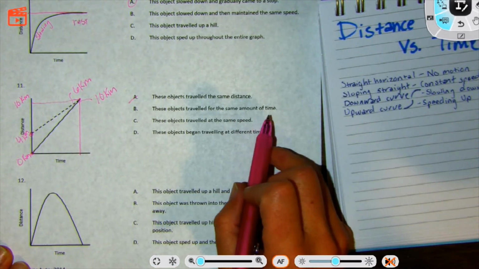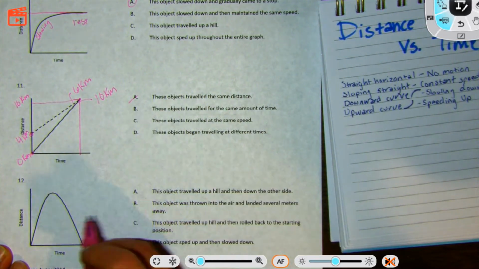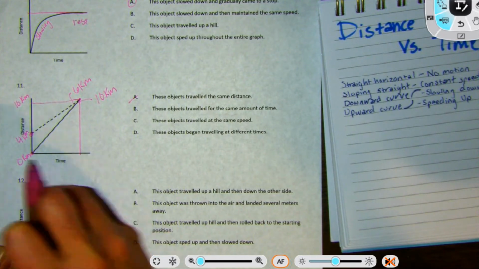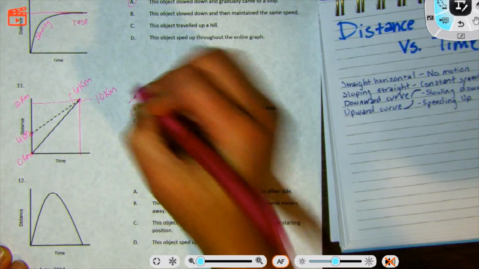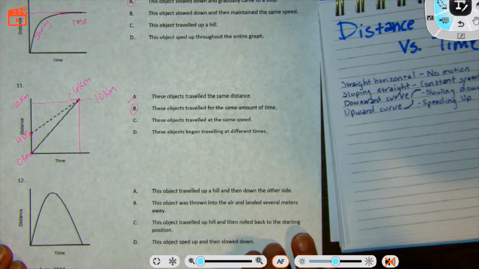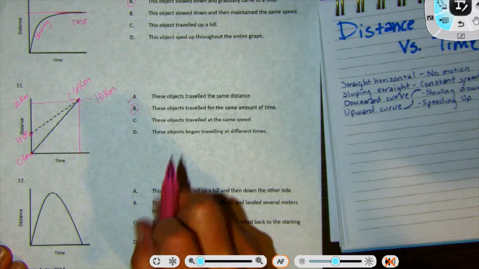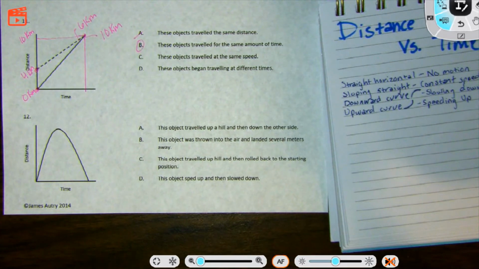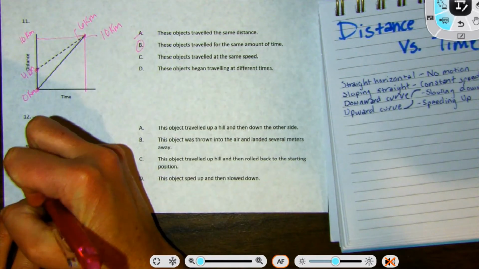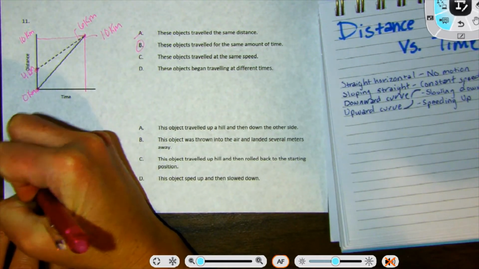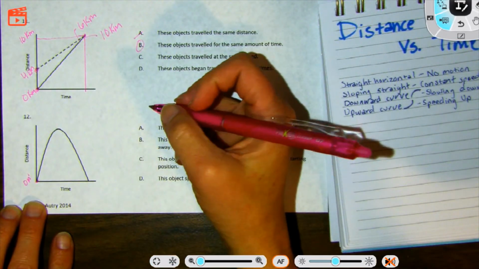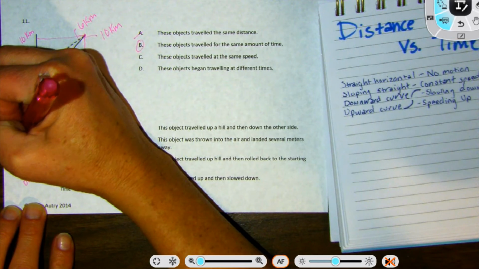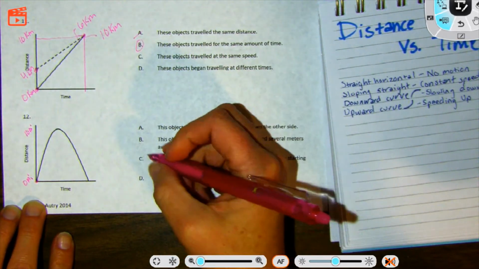They both started right here on that 0, right? So that seems correct. Okay, so this one. We started at 0 miles. We went up to, say, 10 miles.